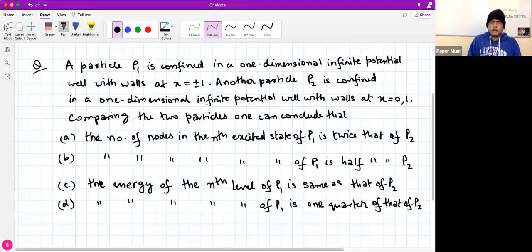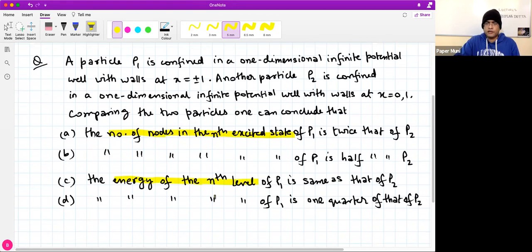So what to do? You need to see that there is one quantity, which is the number of nodes in the nth excited state, and there is another thing, which is the energy of the nth level. Two quantities which we are looking for. All right, so any guesses, how to proceed?